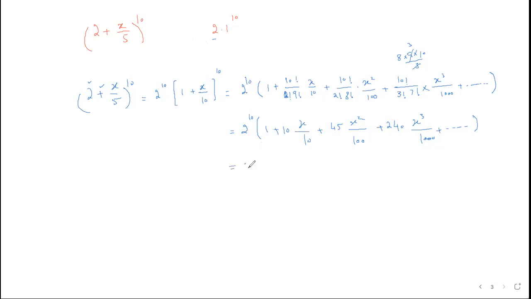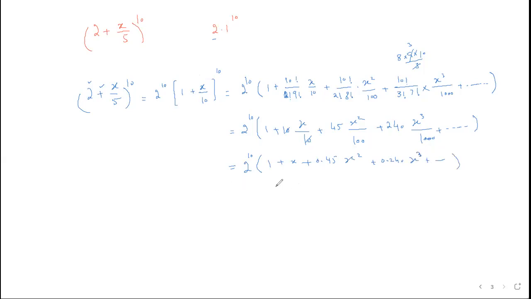Now you see that we can actually do a lot of work. We have to do it without a calculator, because otherwise you can simply find this answer using the calculator. So now we have 1 plus 0.5 x plus 0.45 x square plus 0.240 x cube and the higher order terms, isn't it?